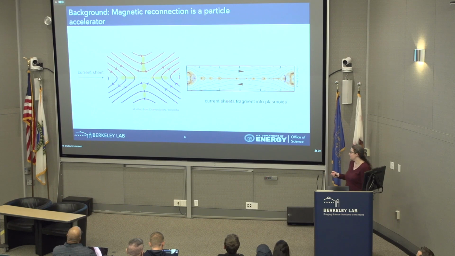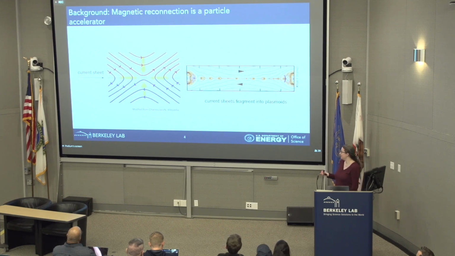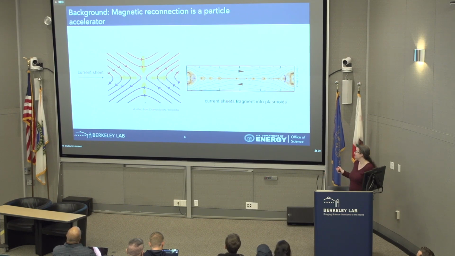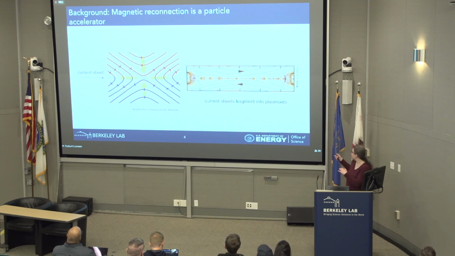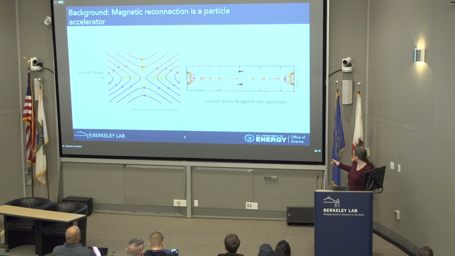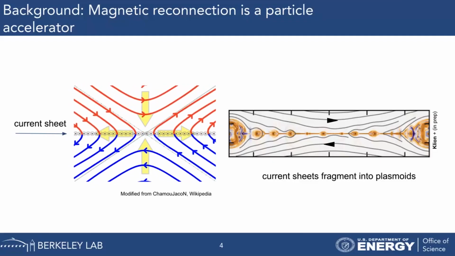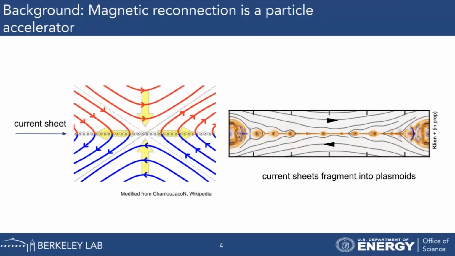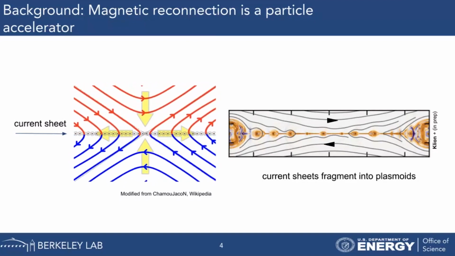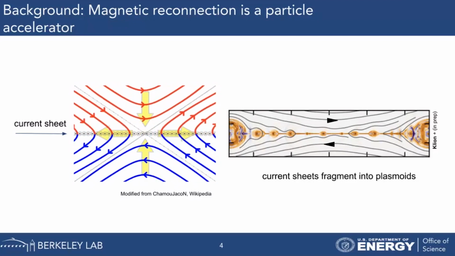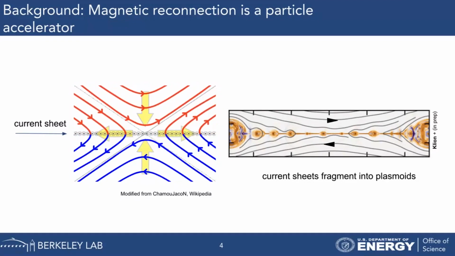But the current sheet won't stay in this nice, neat configuration like this animation. Instead, it'll fragment into these structures called plasmoids, which will travel outwards and merge, and trap plasma as they go. And if we were to look down on this box, they would look like strings of current running into the page.